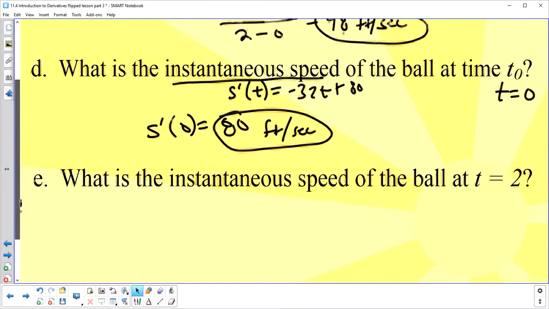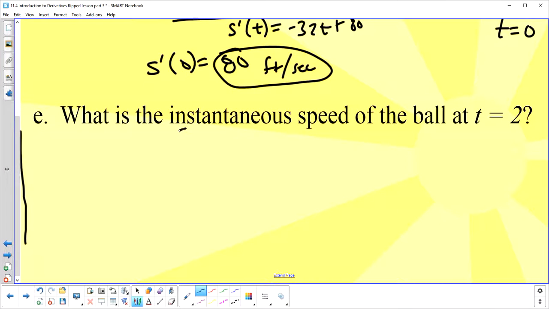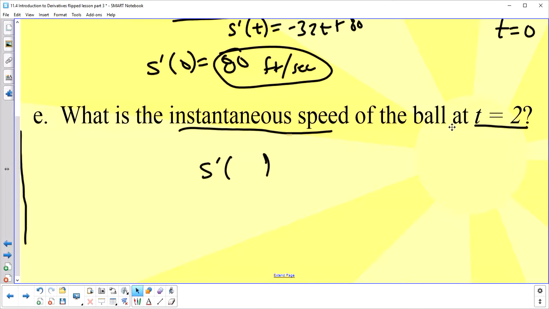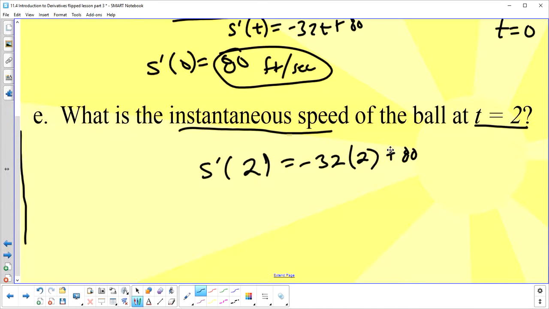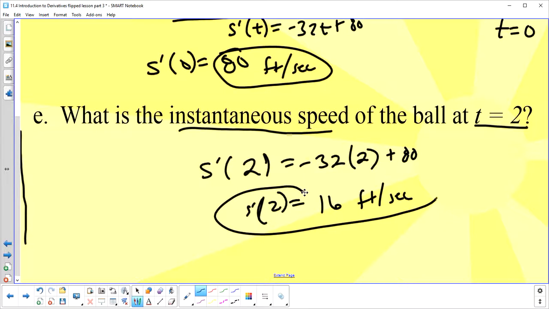Okay, we've got 3 more parts to this problem we're going to look at. So what is the instantaneous speed of the ball at t equals 2? Instantaneous speed of the ball tells us we're looking for s prime, and at t equals 2 we're looking for the time at 2 seconds. Meaning I am just plugging in negative 32, t now becomes 2, plus 80, and if I plug that in and simplify I get 16 feet per second. Okay, so as long as you find your derivative and understand what you're being asked for, it's really not too complicated. It's a lot of just plug and chug.